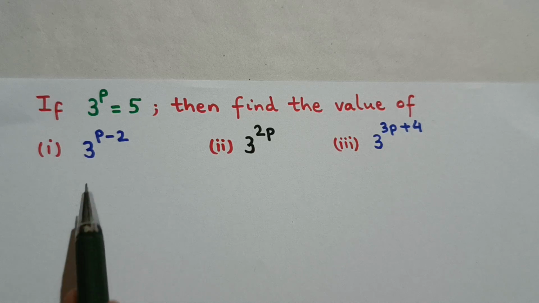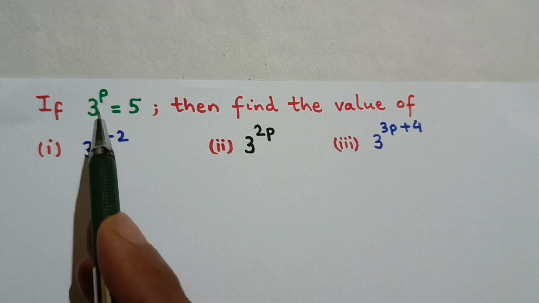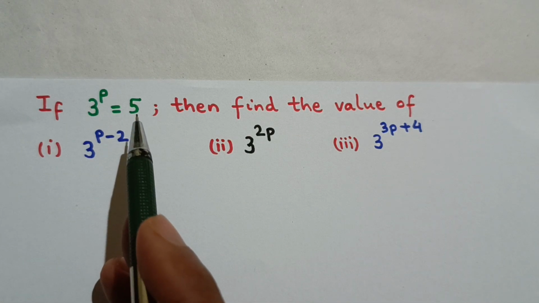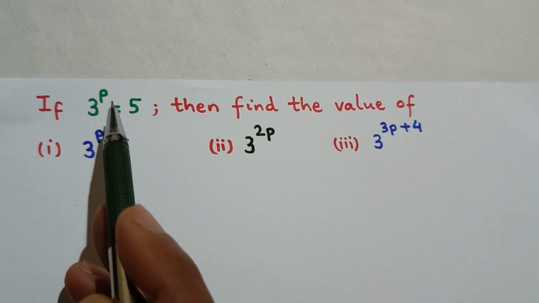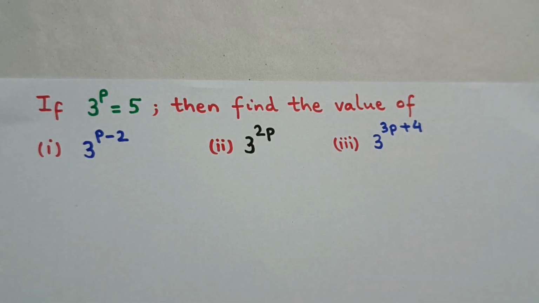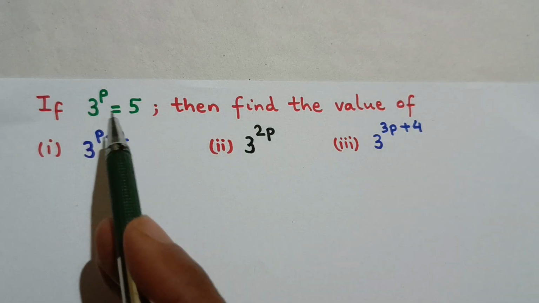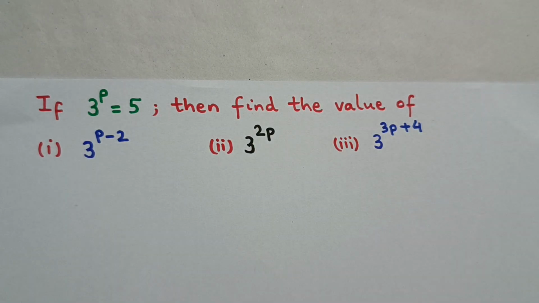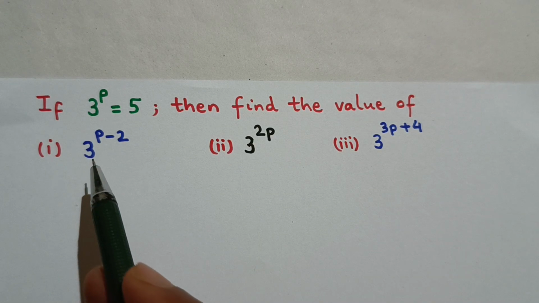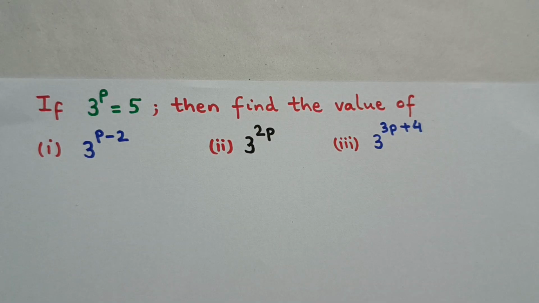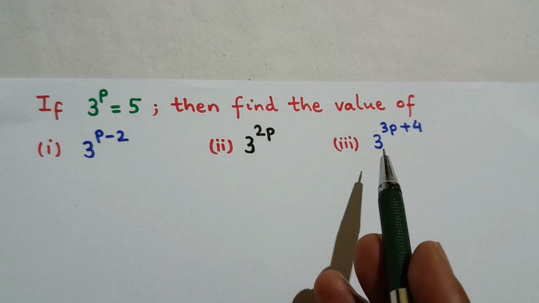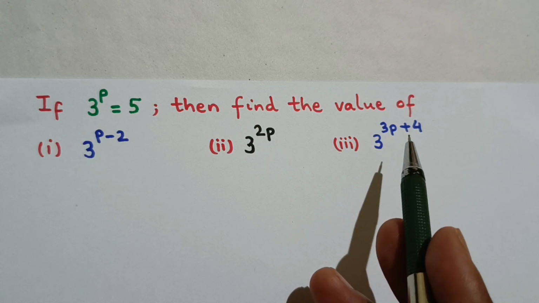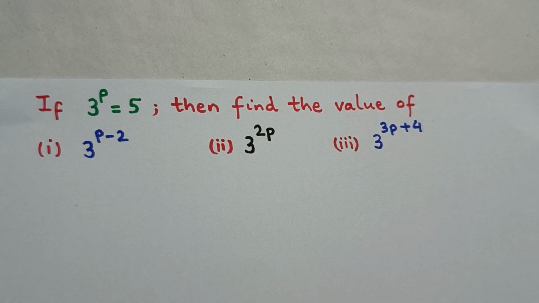So in this question we have been given that 3 to the power p is equal to 5. So the value of the expression 3 to the power p is 5. And using this given information, we have to find the value of 3 to the power p minus 2, 3 to the power 2p and 3 to the power 3p plus 4. So let us start solving this question.